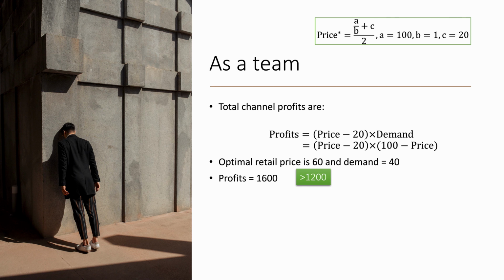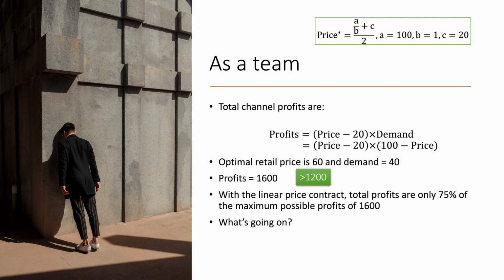What's surprising here is that we did the calculation for the channel when the manufacturer and the retailer were independently maximizing their own profits, and that total channel profit was $1,200. So what is going on here? When the manufacturer and the retailer act as one entity, why is the profit so much higher? The total profits with the linear price contract that we have discussed is only 75% of the maximum possible profit of 1600.